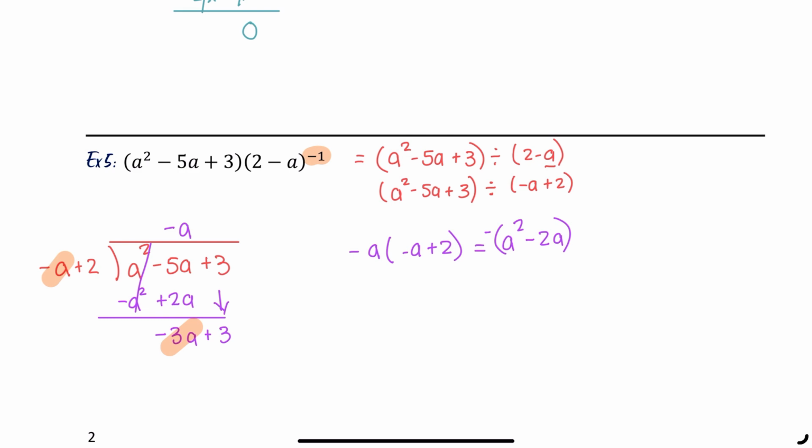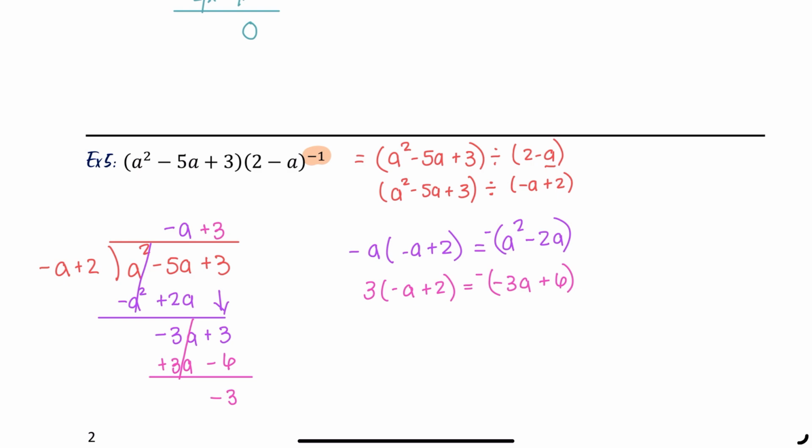So negative 3a divided by negative a is going to give me a positive 3. I'm going to go through the multiplication process. That gives me negative 3a plus 6, but I'll distribute that negative for a positive 3a and a minus 6. So when I go to combine my like terms, my a terms will cancel, but in this problem, I'm going to be left with a remainder.